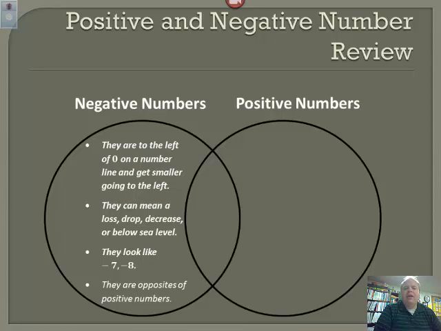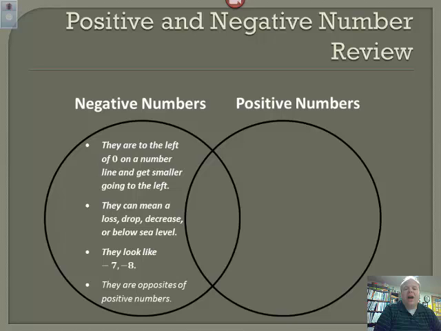Okay? They can mean a loss, a drop, a decrease, or something that is below sea level. Those are some key words to look for when we're talking about a negative number: a loss, a drop, a decrease, or below sea level. They look like -7 or -8, where -8 is the smallest number. They're also the opposite of positive numbers.